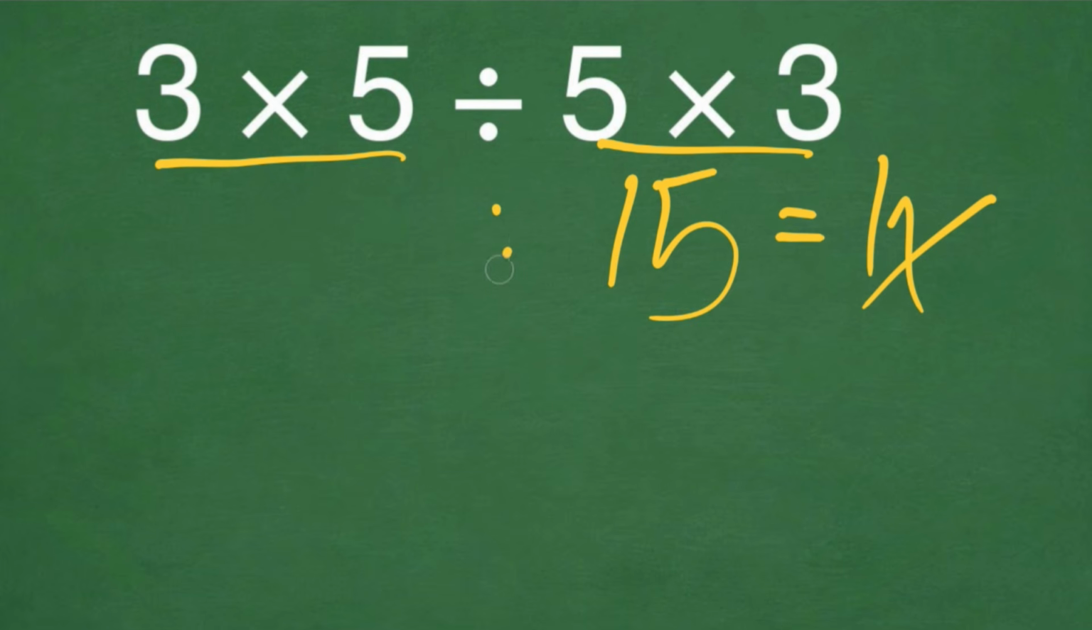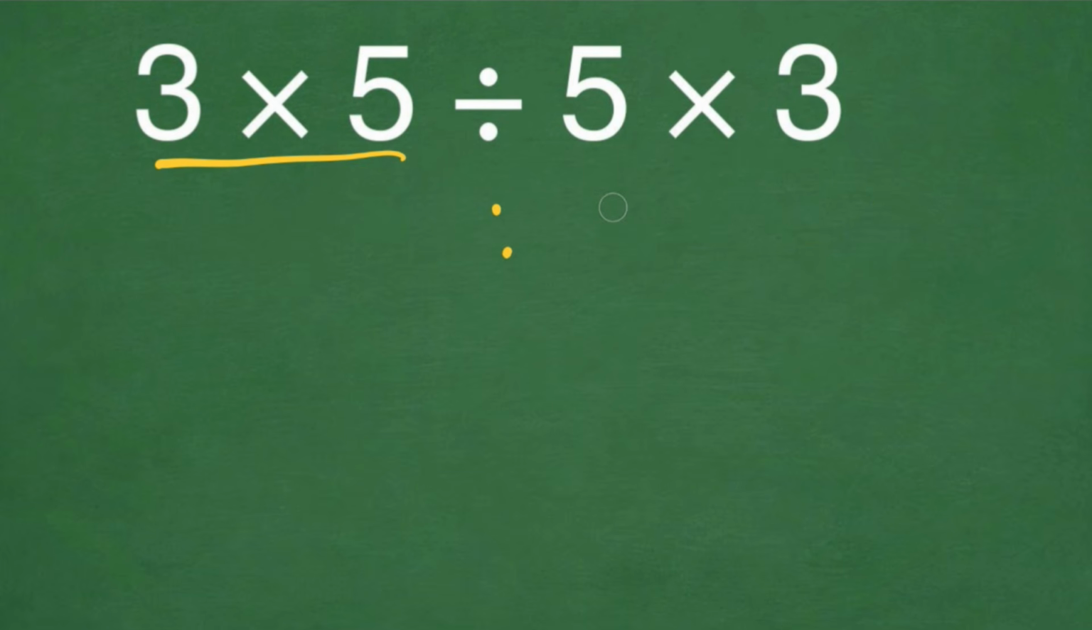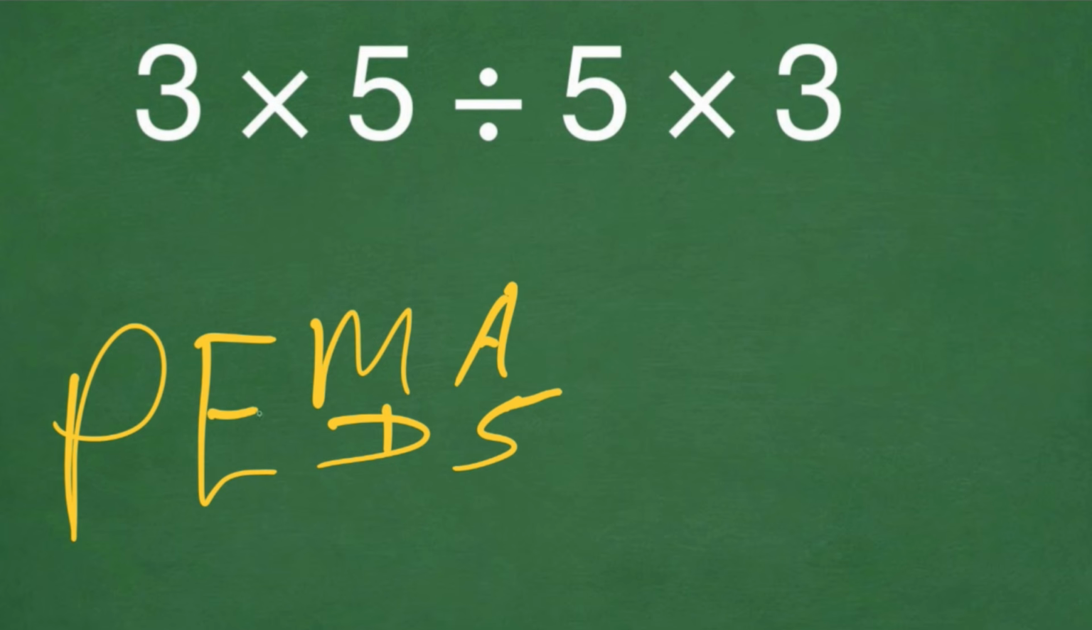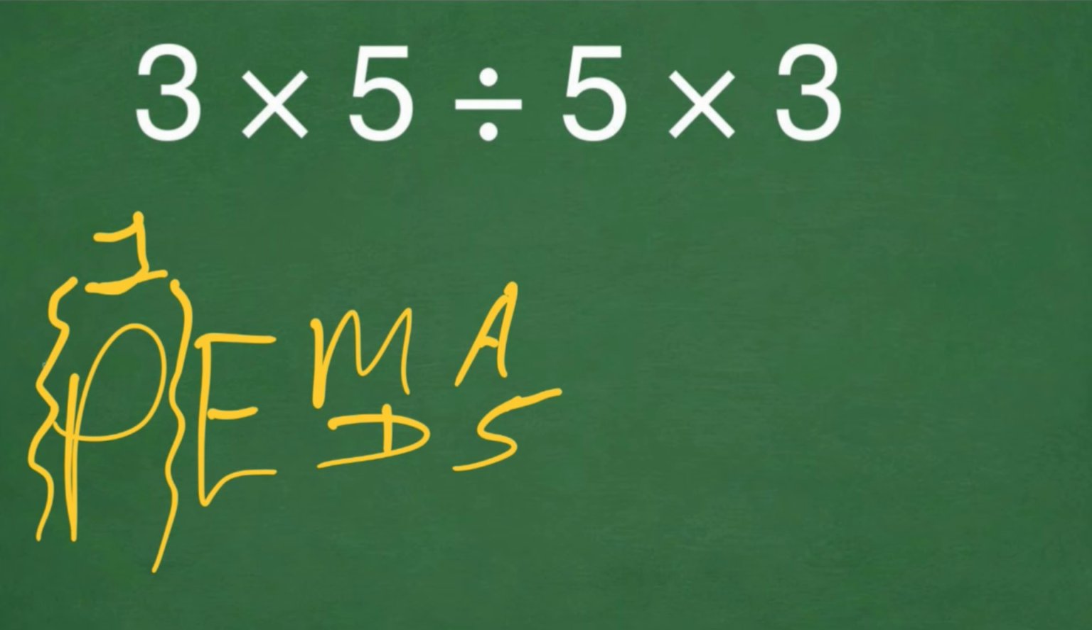Because according to the order of operations, which is PEMDAS, which I will write here. According to the rule PEMDAS, P stands for parentheses, E stands for exponent, M and D stand for multiplication or division, A and S stand for addition or subtraction. According to this rule, the first thing to solve is parentheses, right? The parentheses are the first thing to solve and they are priority number 1.